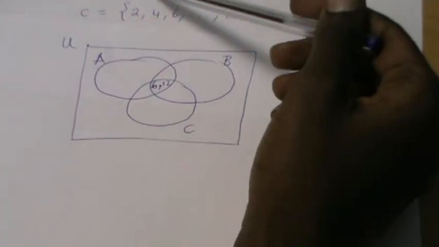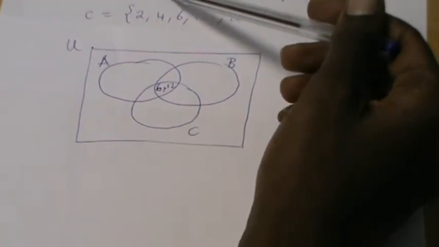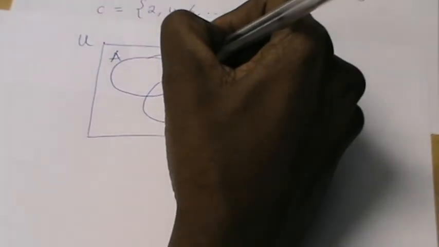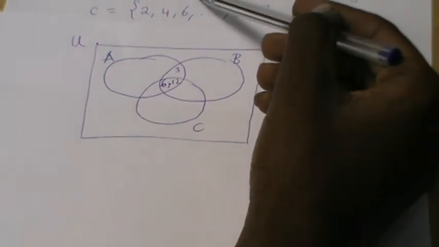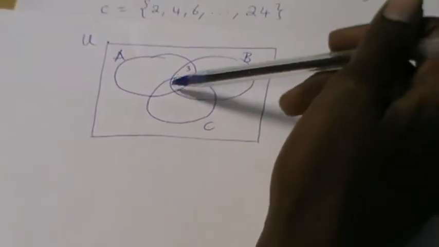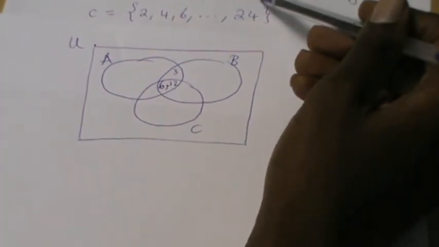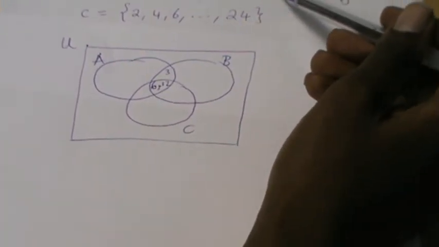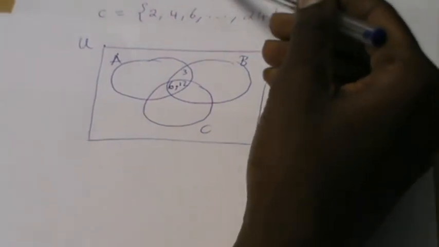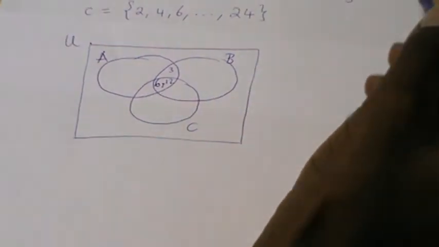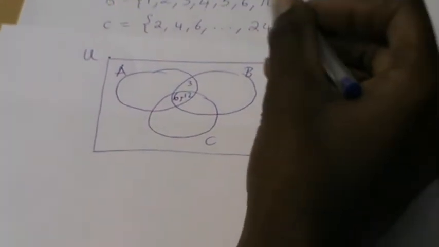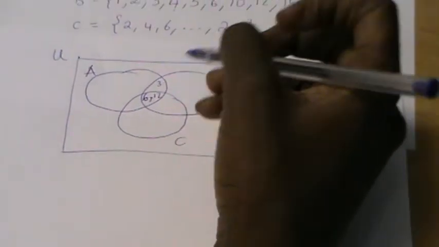So I look 1, no, 2, no, 3, yes it is, so I put 3 here. Then I have 4, no, 5, no, 6 is already there, so I don't need to write it again. 10, no, 12, yes, 12 is in the set. I haven't listed it, but it is, and it is already included there. 15, yes, is a multiple of 3, and it's not in the intersection already, so I put 15 over there.